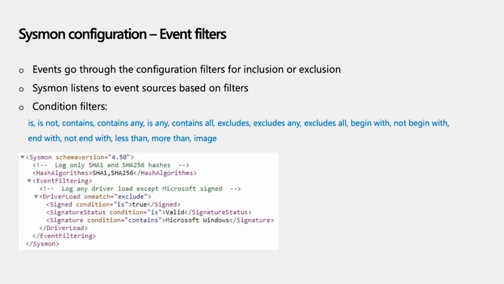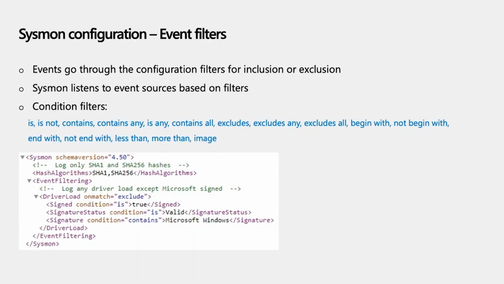Sysmon is clever enough to understand when it doesn't need to listen to the sources of events. So if you exclude all the events for a specific event type, then Sysmon won't listen to any of the sources, so it doesn't use any of the CPU or the memory of the operating system. We also support a long list of different filters you can apply. I put the list there, and we keep improving it.